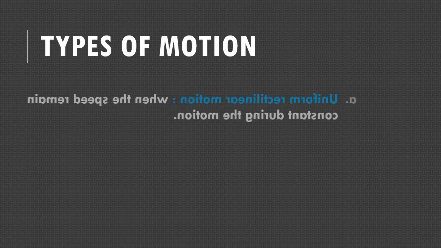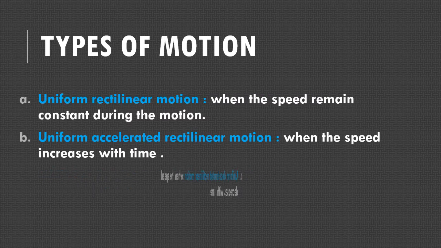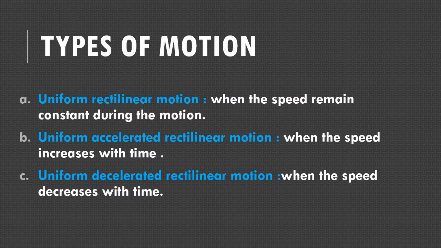First of all, the type of motion. We have three types of motion. First one is uniform rectilinear motion. This motion occurs when the speed remains constant during the motion. When the speed increases with time, the motion will be uniform accelerated rectilinear motion. And finally, when the speed decreases with time, it will be uniform decelerated rectilinear motion.